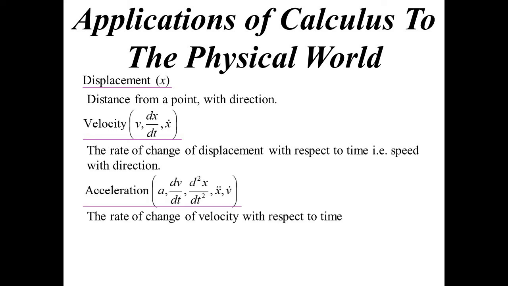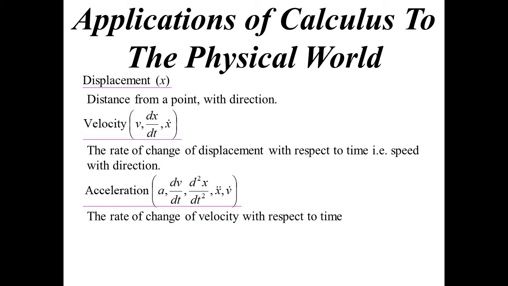Which then brings us to acceleration. And so now we have even more notations we could use. a is an obvious one, but it's the rate of change of velocity with respect to time. So we could say dv/dt, but that also means it's the second derivative of displacement. So we could write it that way, which then using the dot notation means we could write x double dot for acceleration, or we could just use v with a single dot. So they're all different ways we could write acceleration.